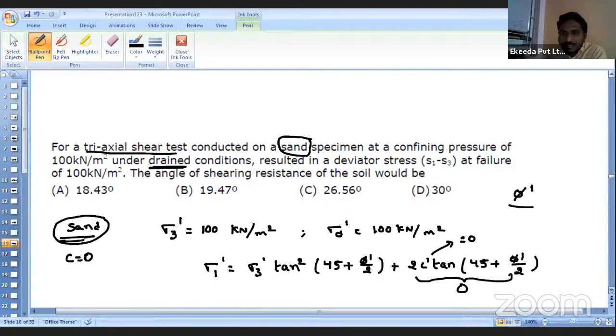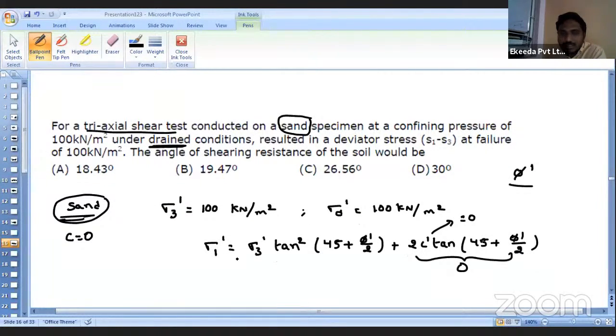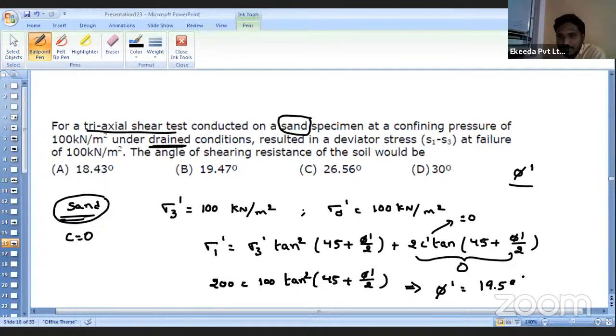Now, if I substitute in that equation 100 plus 100, 200, directly I am writing here 200, that will be equal to 100 into tan square of (45 plus phi dash by 2). Then if you do the simple calculation, you will get your effective friction angle, that is nothing but 19.5 degrees. So that is nearer to option B.